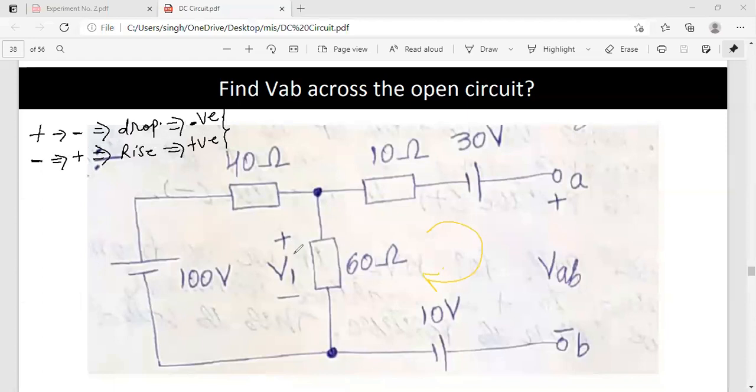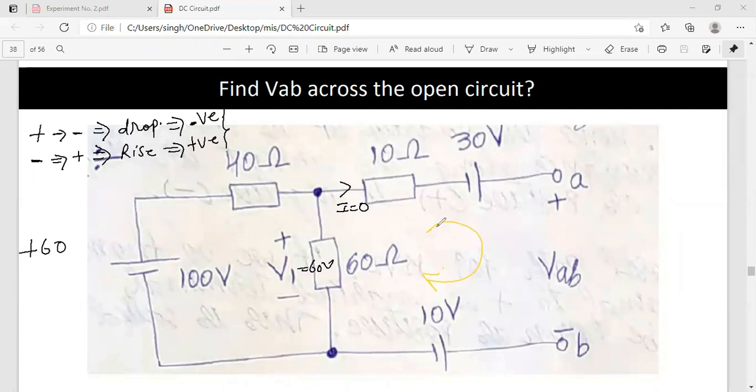So this is V1, and we have already calculated the value of V1, that is 60 volt. So plus 60. Now it is going like this. What should I write for this in a KVL equation? Question for all of you. So 0. Why? Because current is 0, so the resistor will not have an effect. There is no voltage drop across this part. Very good.